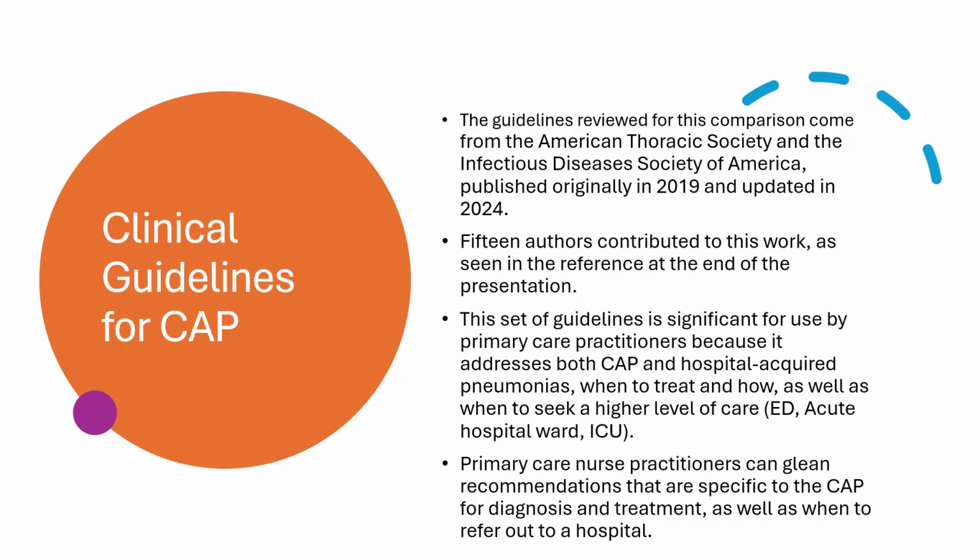The guidelines that I chose to review are from the American Thoracic Society and the Infectious Disease Society of America. There were 15 co-contributors from these two groups. These guidelines were initially published in 2019, but after the COVID-19 pandemic, it appears they were revised in 2024. These guidelines, however, have a bias for a higher level of care decision making, such as hospitals, but they're also useful for the primary care provider in an outpatient clinic setting.